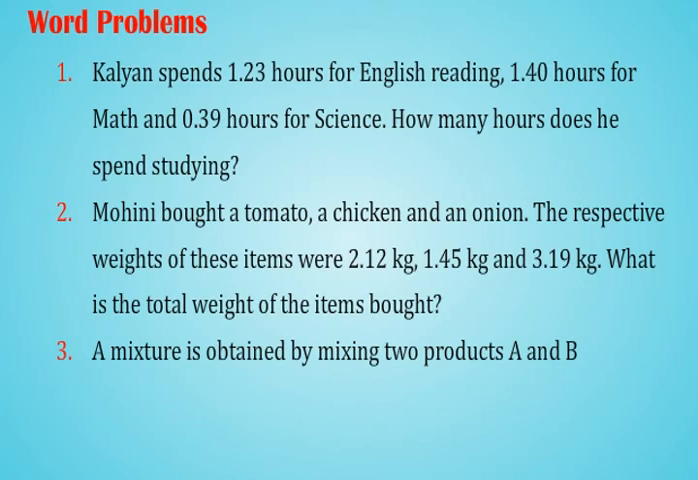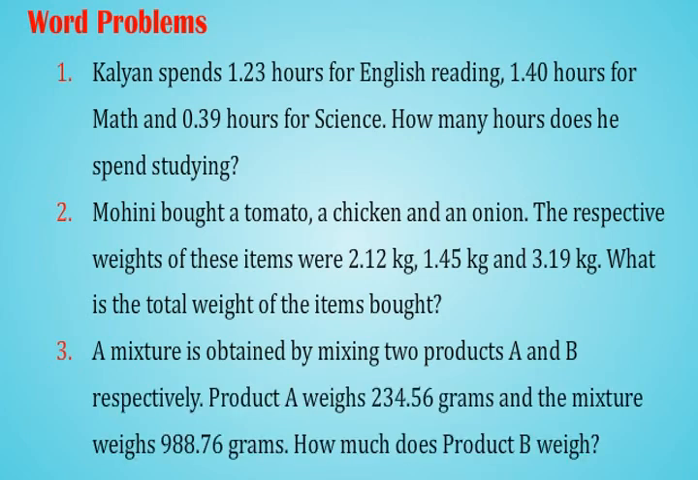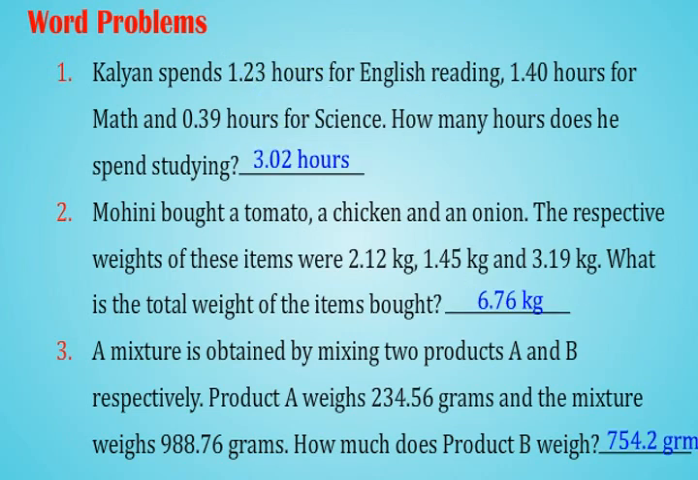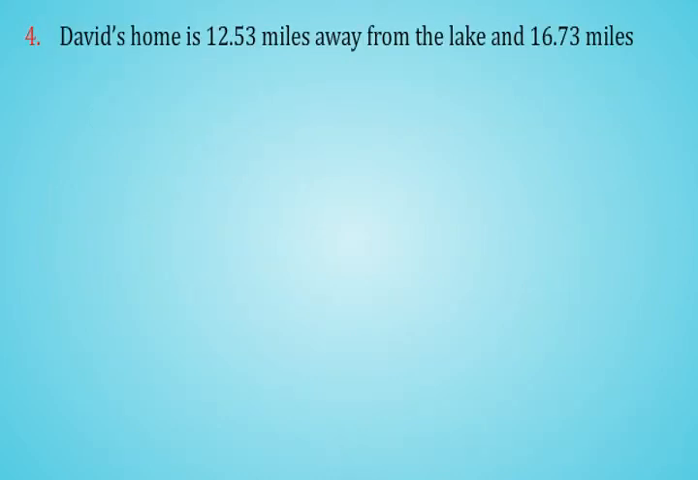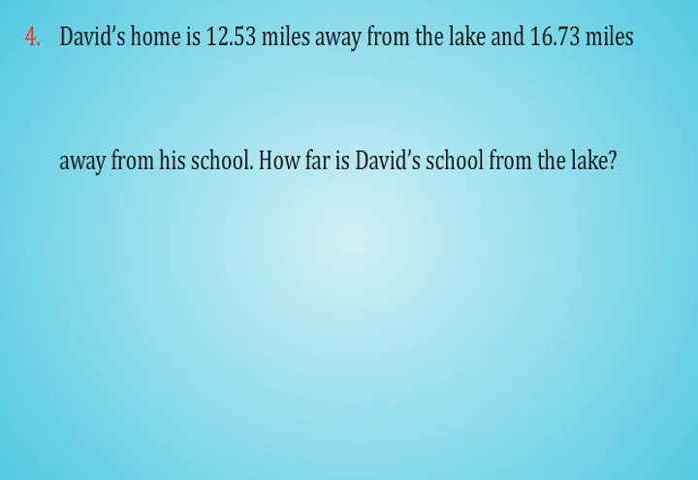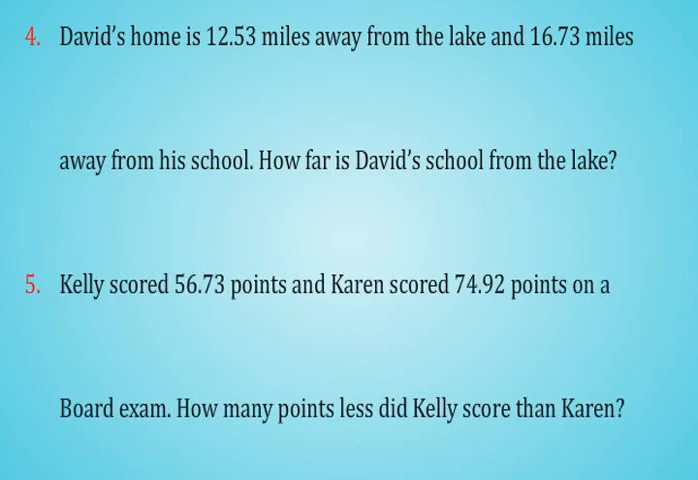3. A mixture is obtained by mixing two products A and B. Product A weighs 234.56 grams and the mixture weighs 988.76 grams. How much does product B weigh? 4. David's home is 12.53 miles away from the lake and 16.73 miles away from his school. How far is David's school from the lake? 5. Kelly scored 56.73 points and Karen scored 74.92 points on a board exam. How many points less did Kelly score than Karen?